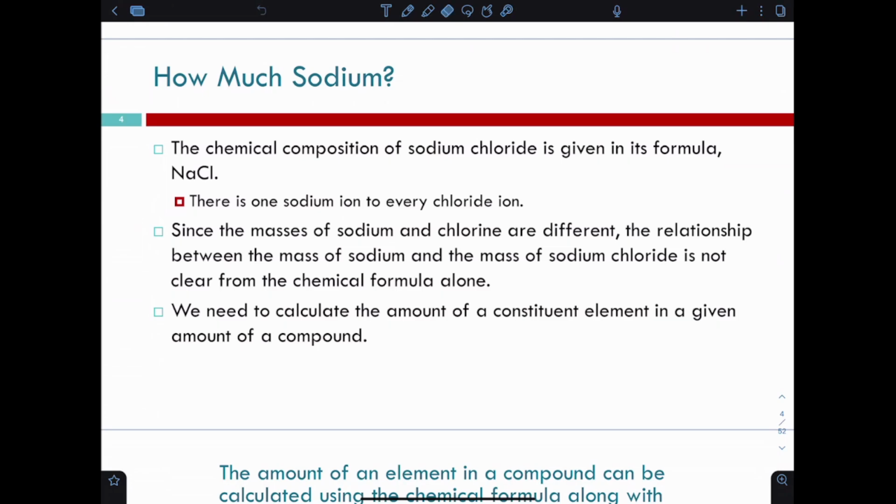But the masses of sodium and chlorine are different. So the relationship between the masses of sodium and the mass of sodium chloride is not clear from the chemical formula alone. So let's go to the periodic table.